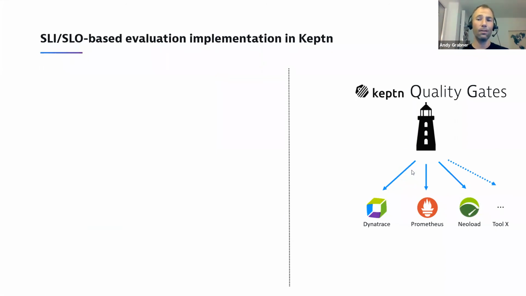Because remember, Keptn is an event-driven system. That means you can plug in any type of monitoring data source. When you ask Keptn to evaluate a quality gate, it sends out an event and says, hey, I need this data from you. Now, what is this data?